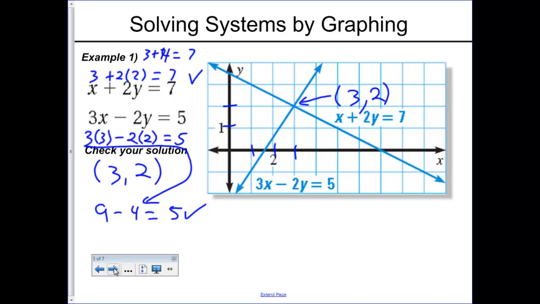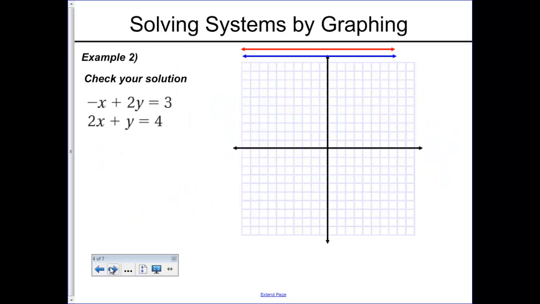And because this point is making both equations true at the same time, that is the solution to the system. There is an x and a y to our system. Every system has two answers, an x and a y value, and you have to pay attention to know which one they're asked for. Sometimes they ask for both the x and the y, sometimes they ask for just the x or the y. Example 2, check your solution.